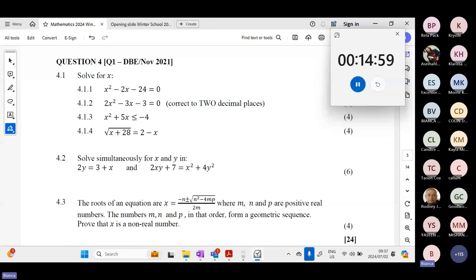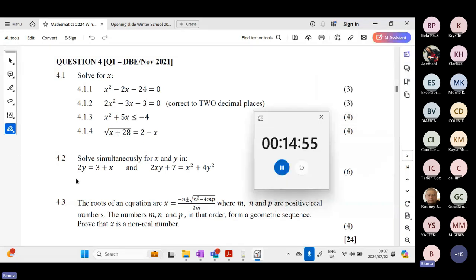Okay, 15 minutes, and you need to go up to 4.2. Let's see how far you get. Okay, learners that are working on problem solving, you're welcome to submit your answers in the chat. I'll be happy to help you with any questions that you can see that are weird, I guess.